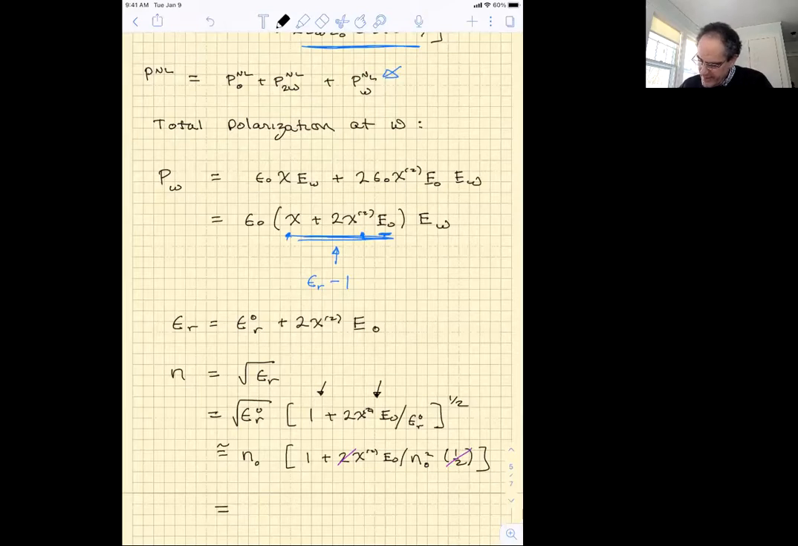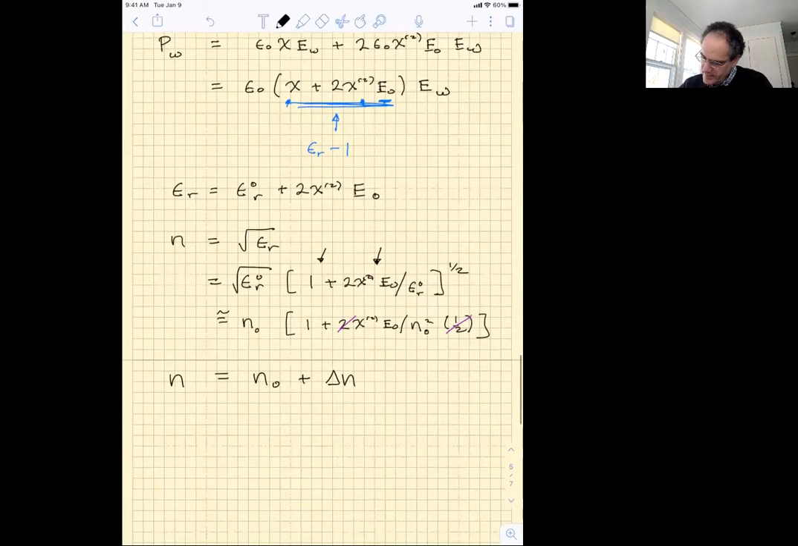Then finally, we have the new index of refraction is the old index of refraction plus a second term, which I'll call delta N, where delta N is just chi 2 E0 over the original index of refraction squared. And so it's proportional to the static electric field.